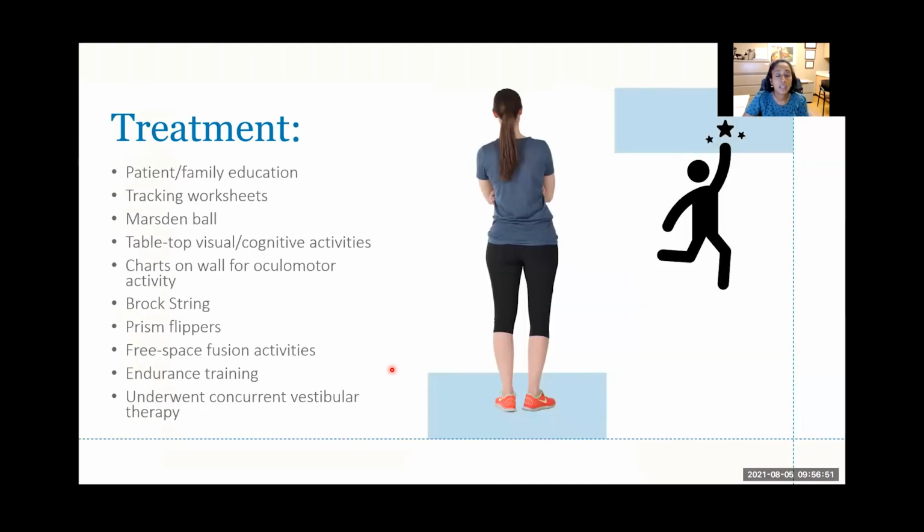So treatment involved, obviously, substantial patient and family education. We did work on some tracking worksheets. We talked about earlier today the Mars, some of those tabletop activities with the blocks and the cubes, and charts on the wall for oculomotor activity near and far. We did utilize Brock string, prism flippers, and free space fusion activities that were recommended by my neuro-optometrist. And of course, some endurance training with home programs to build her endurance when she wasn't here in the clinic with me. And concurrently, she was undergoing vestibular therapy as well.